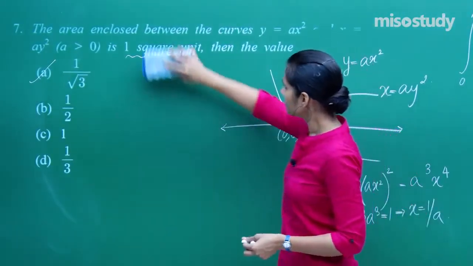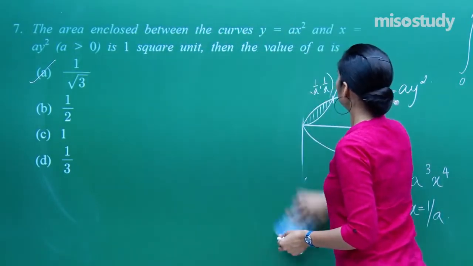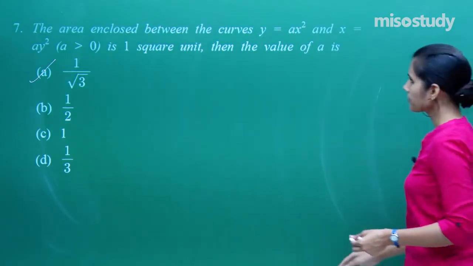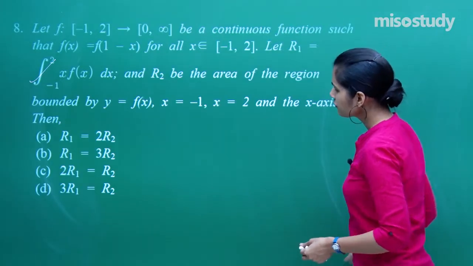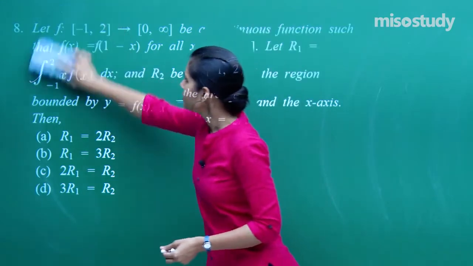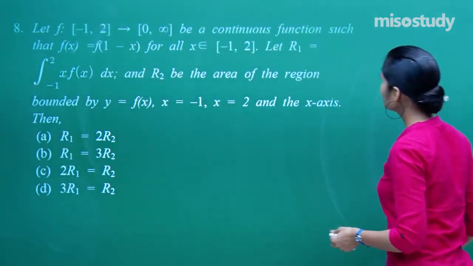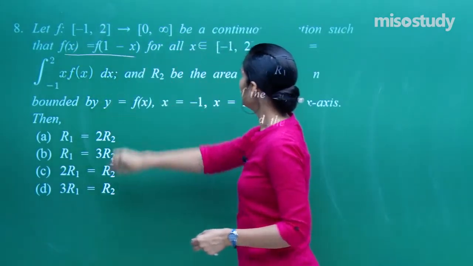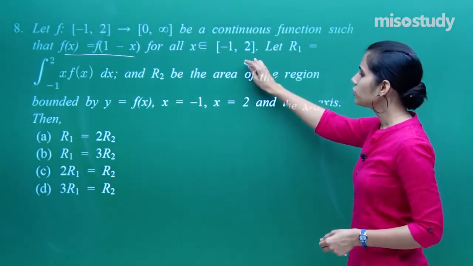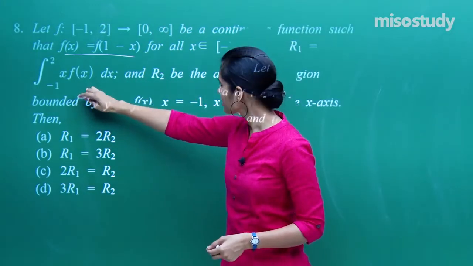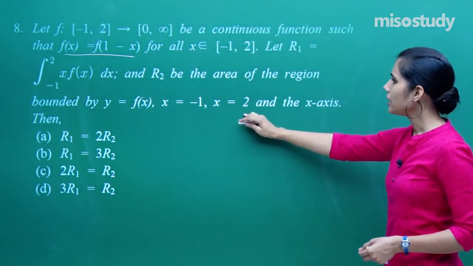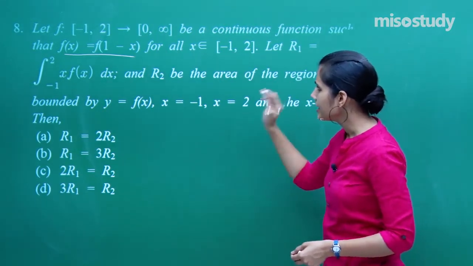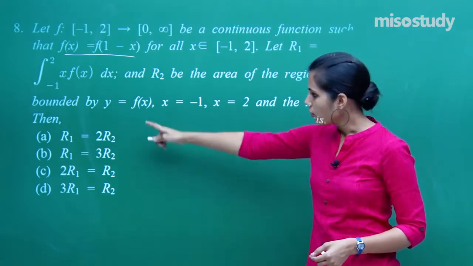Now after this, the next question says that let f be a function from this to this. Let this be a continuous function such that f of x is equal to f of 1 minus x. So this is given to you for all x in the domain. Let R1 be equal to integral from minus 1 to 2 of x f of x dx, and R2 be the area of the region bounded by y equals f of x, x equals minus 1, x equals 2, and the x-axis. Then among all these, what is true?